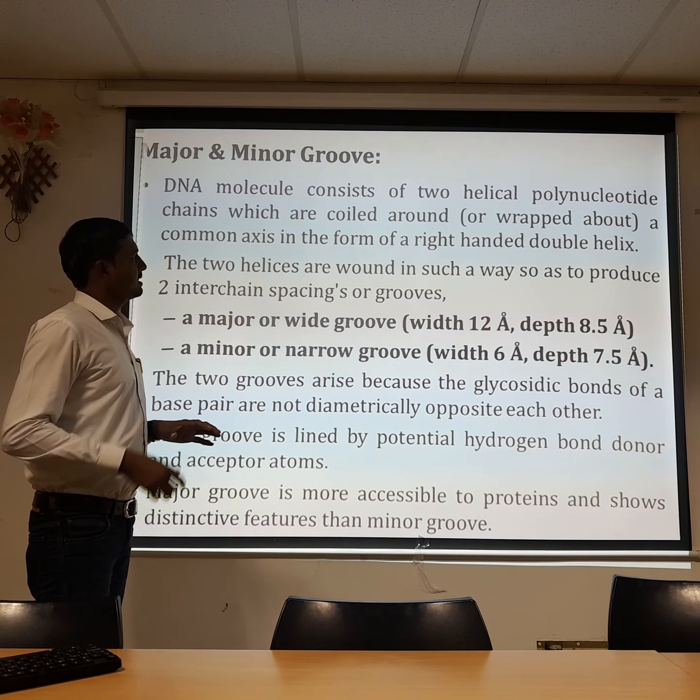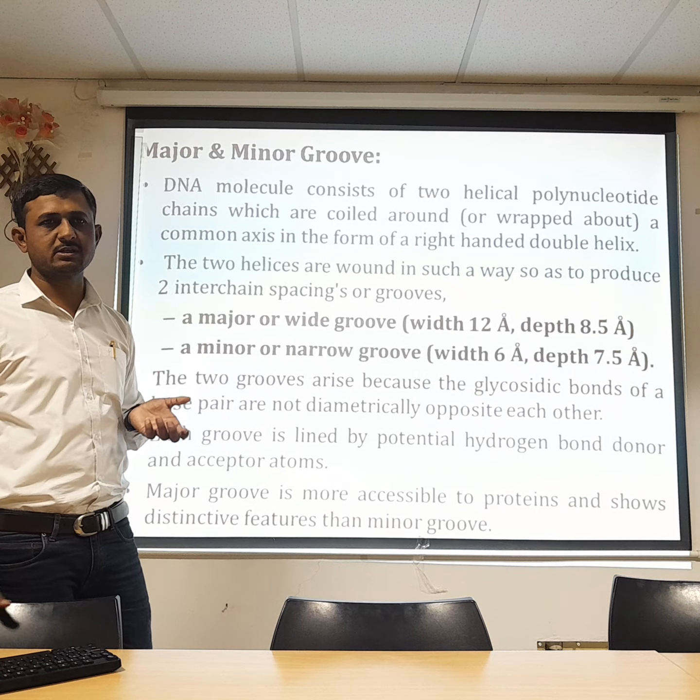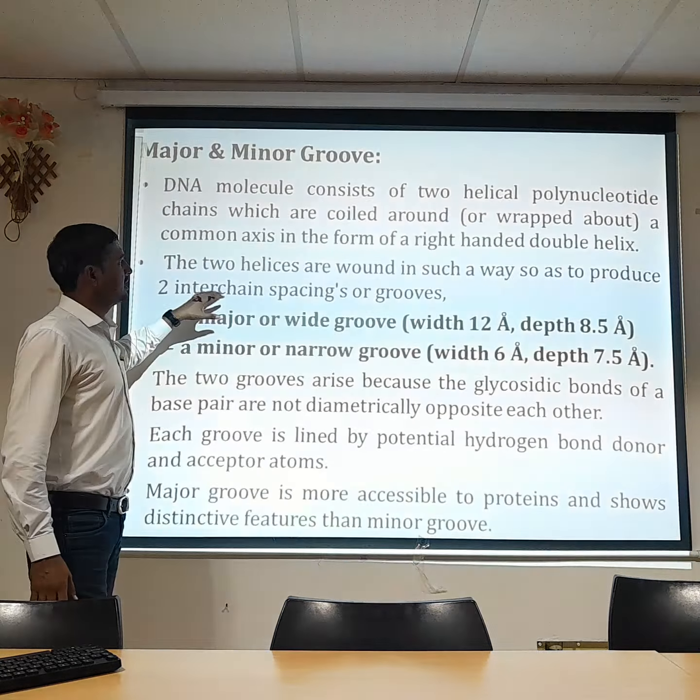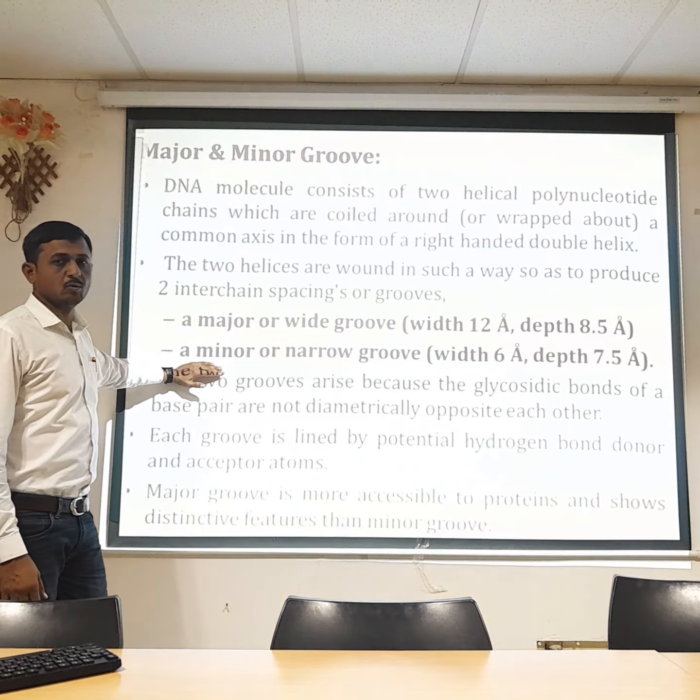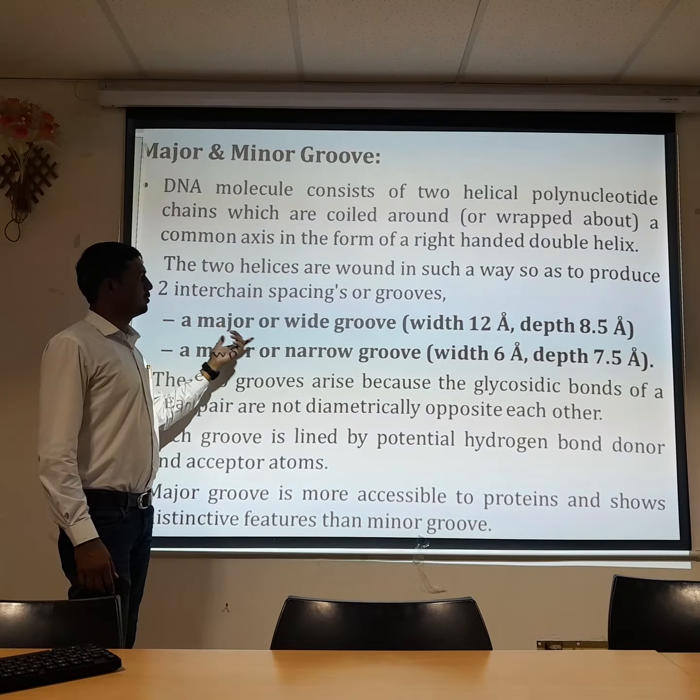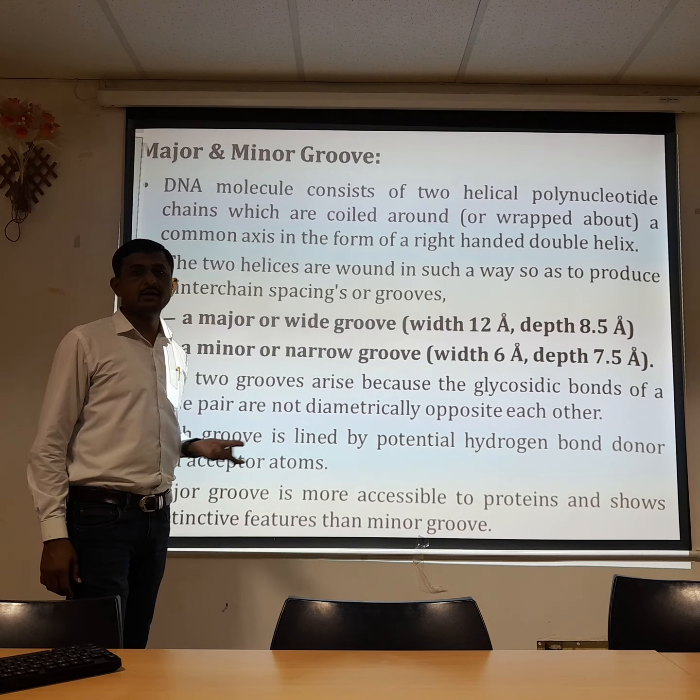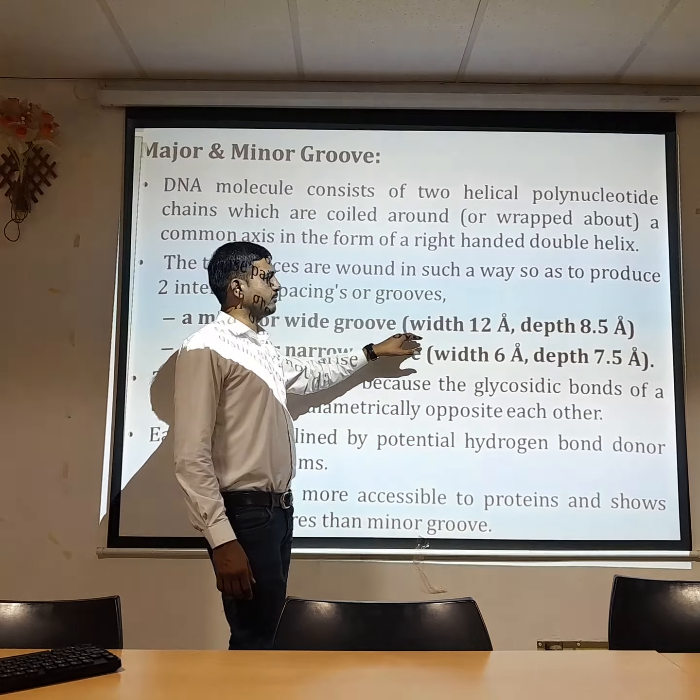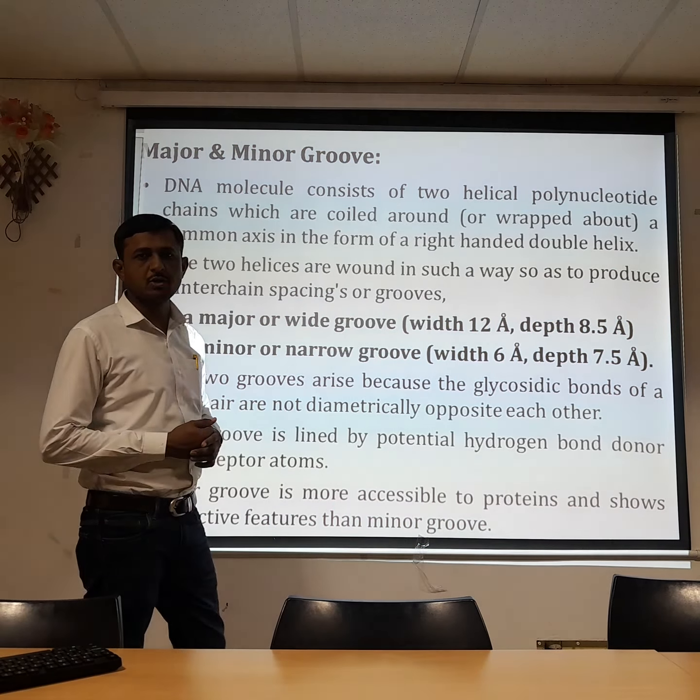The two helices are bound in such a way as to produce two interchange spaces or grooves. Due to this interlinking of one strand with the other, grooves form between them, and these grooves are called the major groove and the minor groove. The major groove, also called the wide groove, has a width of 12 angstrom and a depth of about 8.5 angstrom.